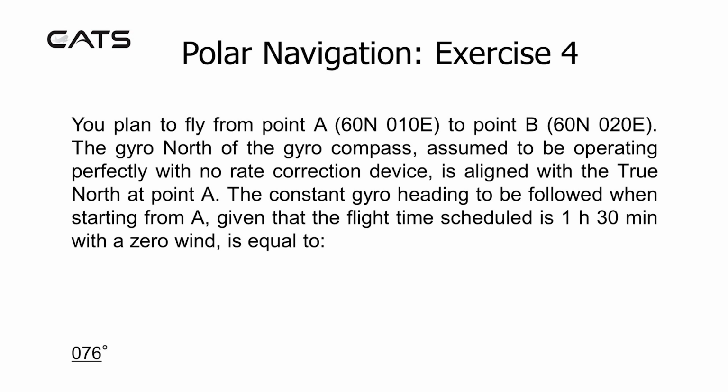Exercise 4. You plan to fly from point A, 60 north, 010 east, to point B, 60 north, 020 east. The gyro north of the gyro compass, assumed to be operating perfectly with no rate correction device, is aligned with true north at point A. The constant gyro heading to be followed when starting from A, given that the flight time scheduled is 1 hour 30 minutes with a zero wind, is equal to.